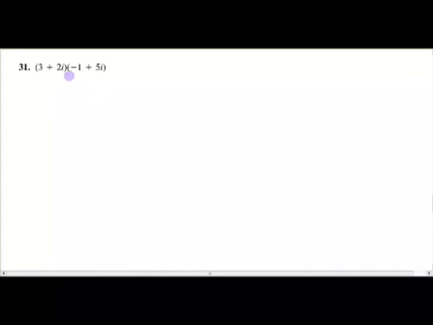Here my operation is multiplication. These parentheses are set right next to each other, so when I'm going to multiply these, I need to FOIL. I'll go 3 times -1 is -3. 3 times 5i is 15i. 2i times -1 is -2i. And 2i times 5i is a positive 10i squared.